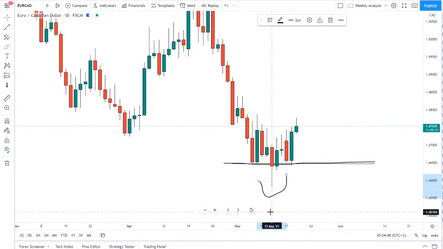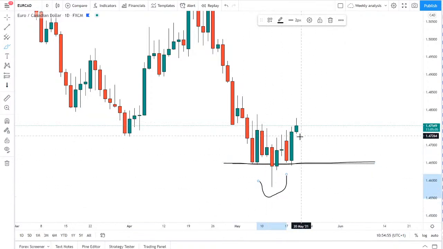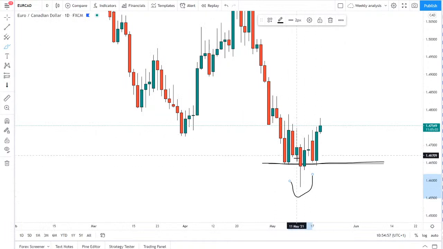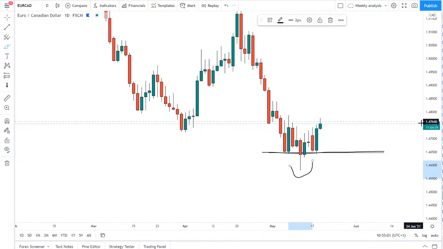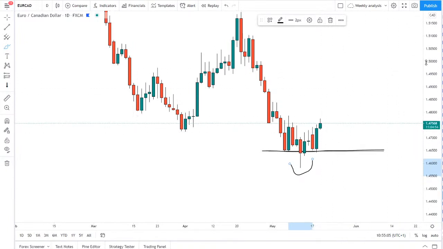which again gives us a nice formation, a bit of manipulation to the downside, push up, push down, fake people out, and now the push up again. So yeah, we had that engulfing candle yesterday, and it does look like we could be getting that push. But like I said, we've got that kind of resistance there on the lower time frames, but if it does break through that, I think we could see a bigger push to the upside.